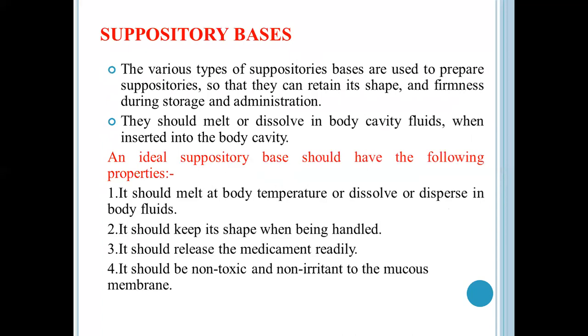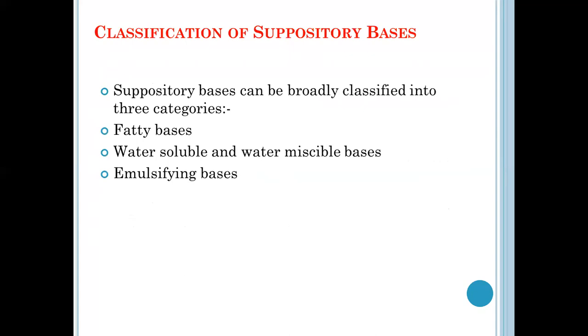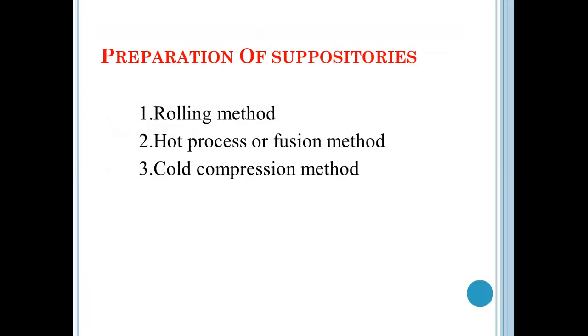Then this point, suppository bases. We already discussed in the previous lecture how to choose a suppository base, which qualities are possessed by the suppository base or emulsifying agent, and which types of suppository base are used to prepare the suppositories, such as fatty base, emulsifying base, water soluble base. Cocoa butter, theobroma oil, emulsified cocoa butter, and hydrogenated oils are also used as a fatty base.